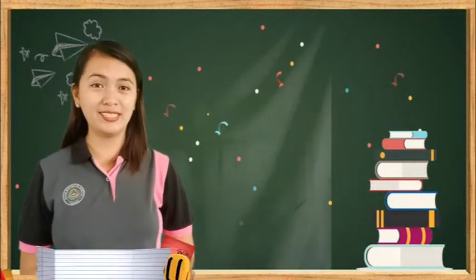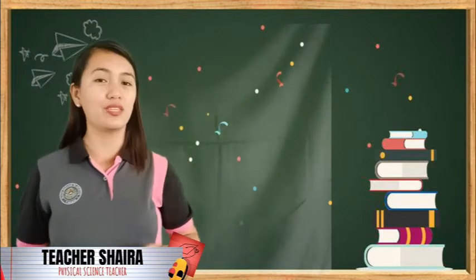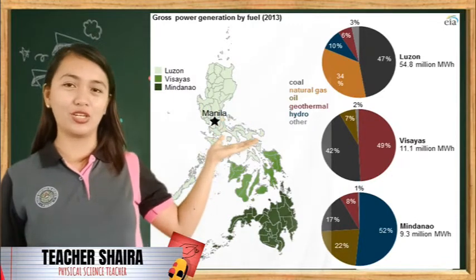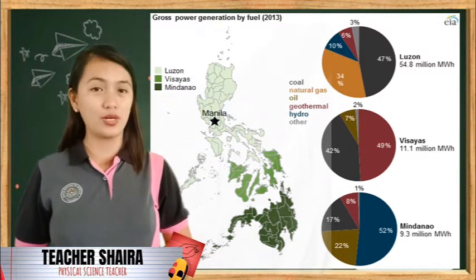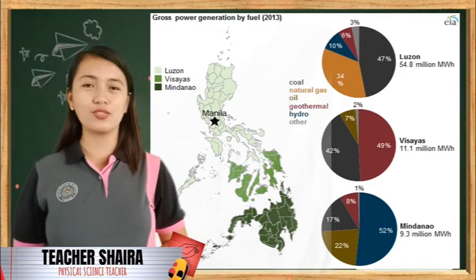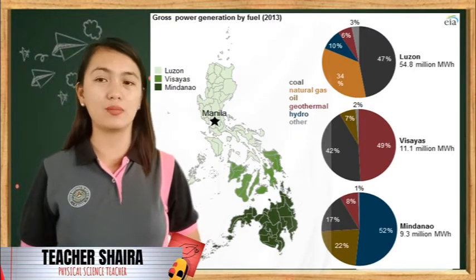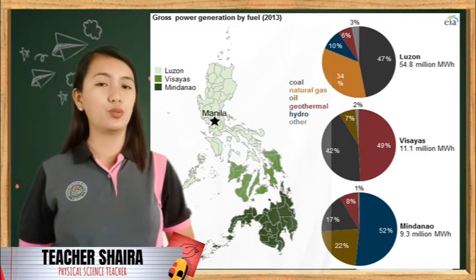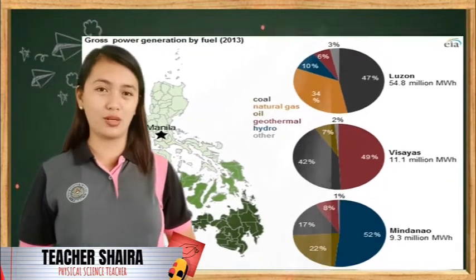Are you done? Great work! Let's keep our minds working with this another set of activity. The diagram here shows the different sources of energy in the Philippines and the percentage of each source. Analyze the different sources of energy from the different regions in the Philippines based on the Figure 1 gross power generation by fuel 2013. Then answer the question that will follow.